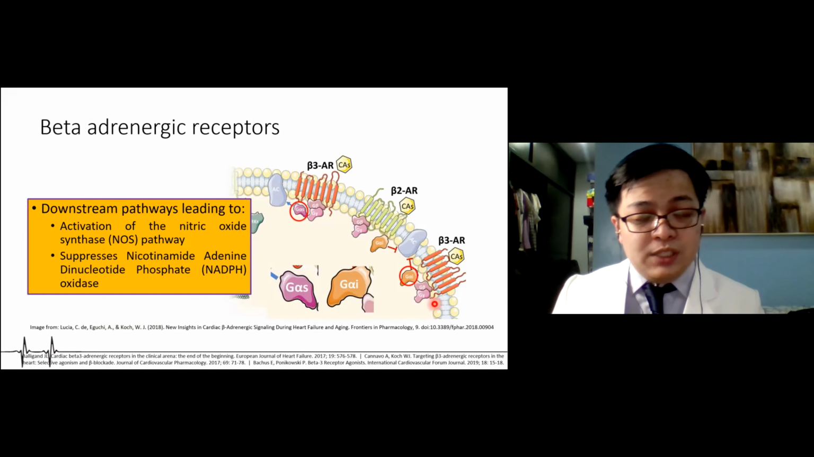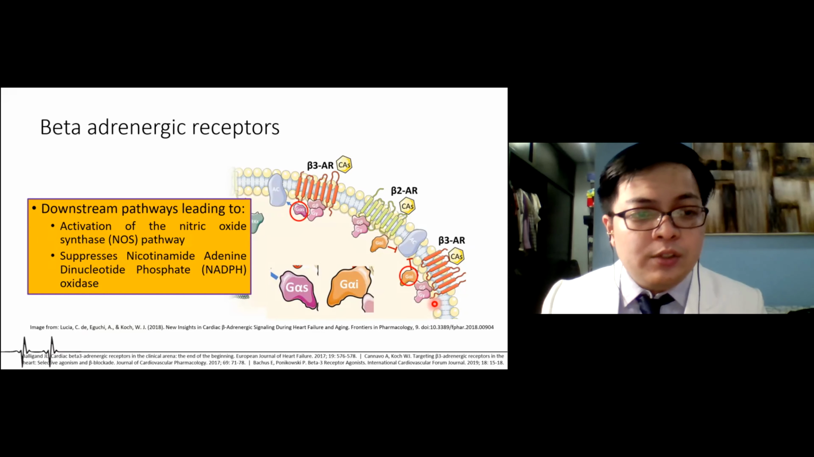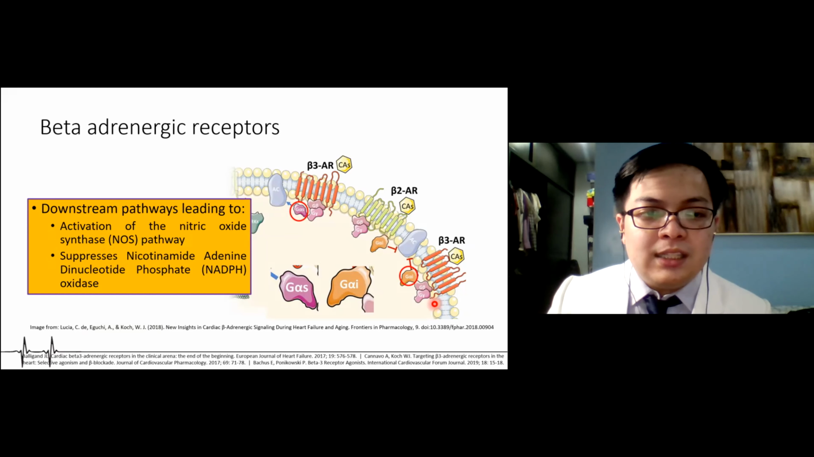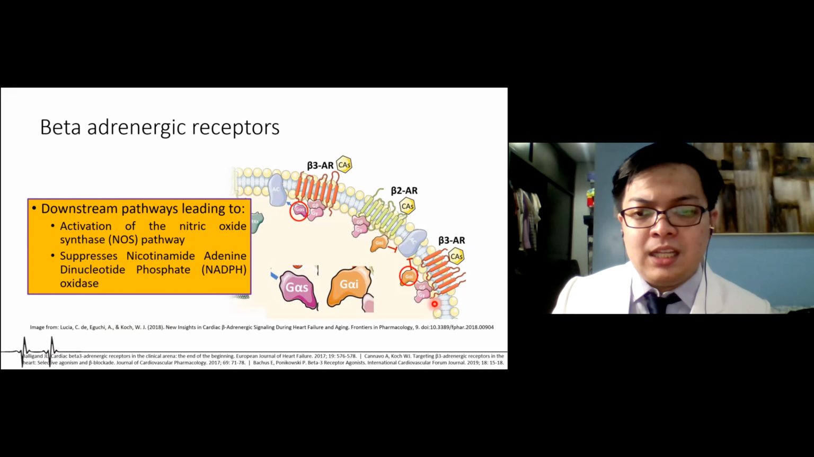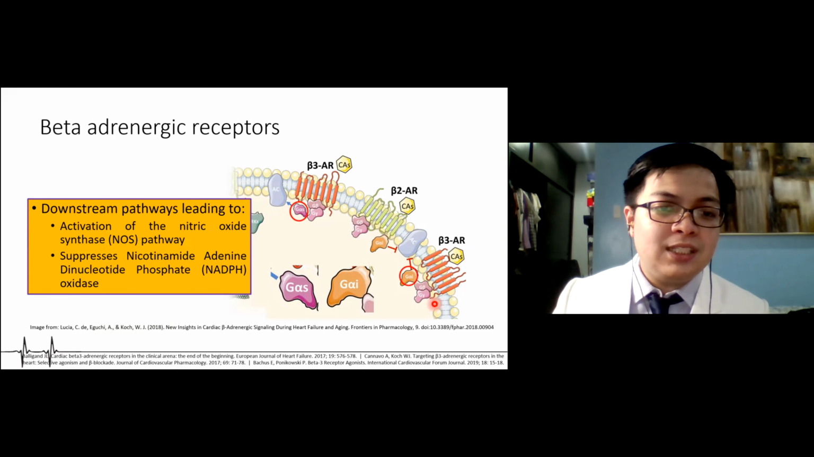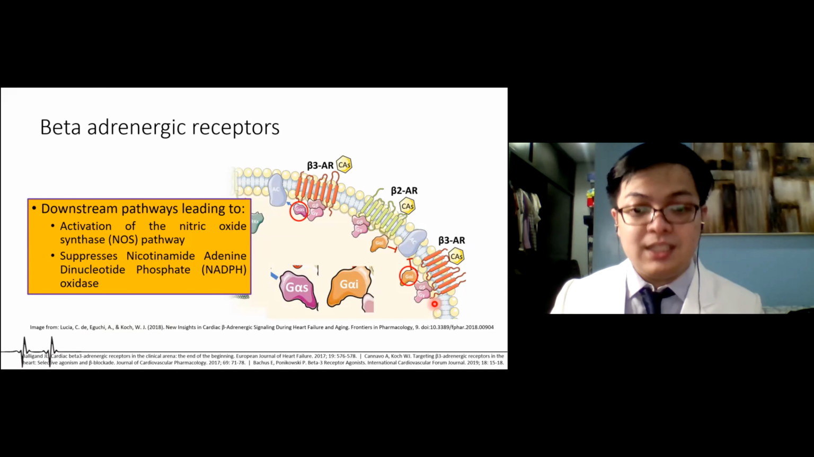So, in brief, which we will discuss in detail later on, what happens is that it activates the downstream pathways, leading to the activation of your nitric oxide synthase pathway, and that would lead to production of your nitric oxide, and that it suppresses your NADPH oxidase, bringing about its antioxidant effects.